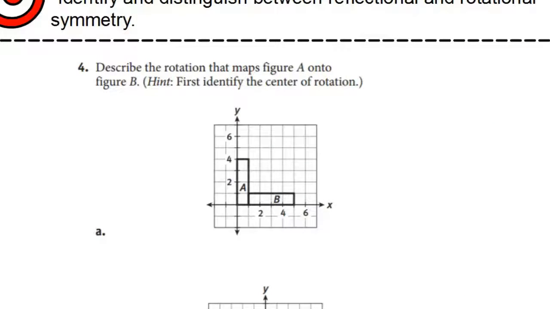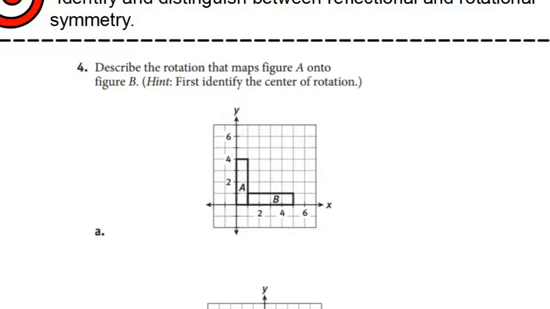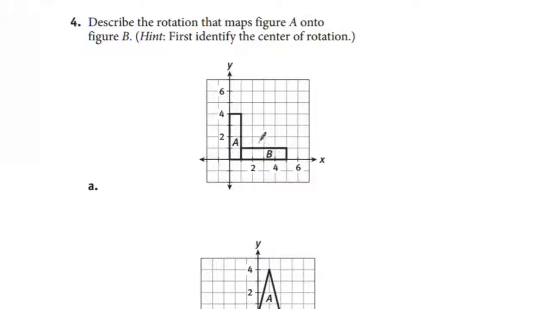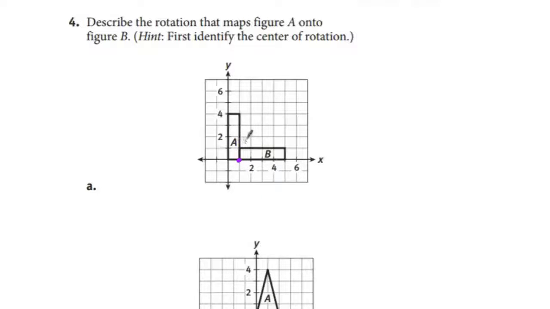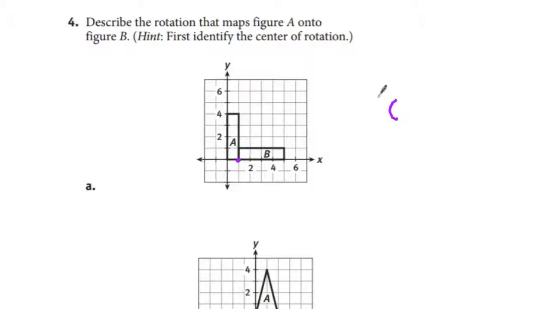So look at question 4 on your packet. This time they want you to describe the rotation that would map figure A onto figure B. They say first identify the center of rotation. So I have to think about what point would this hinge around in order to make A fall over here onto B. Well, as I look at it, I can see that actually this point right here never moves on either of the figures. It's this point on A, and then when it falls over here onto B, it still stays in the same spot. So that's a pretty key indication that that's our center of rotation. So this is going to be the center 1, 0.